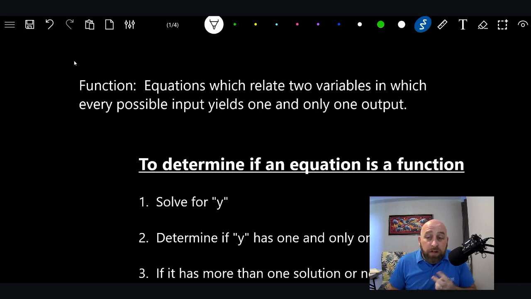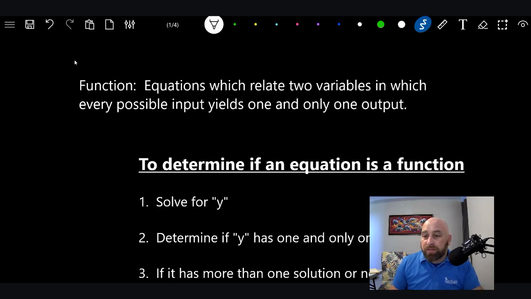What if you get two answers for y? Not a function. What if you get 0 answers for y? Not a function. What if you get 20 answers for y? Not a function. The only possible solution to a function is one and only one output. It's very important to understand.